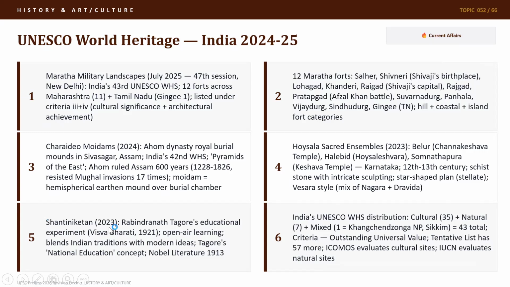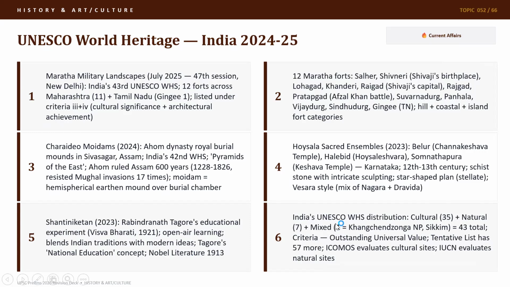We have Shantiniketan in 2023, which was Rabindranath Tagore's educational experiment, Visva-Bharati of 1921. Shantiniketan and the Hoysala temples were included in the World Heritage Sites in 2023. In 2024, Moidams were included. In 2025, Maratha military landscapes were included. Visva-Bharati has open air learning. It blends Indian traditions with modern ideas, and Tagore's national education concept originated here in Shantiniketan. He also received a Nobel Prize in 1913 for literature for his creation of Gitanjali.